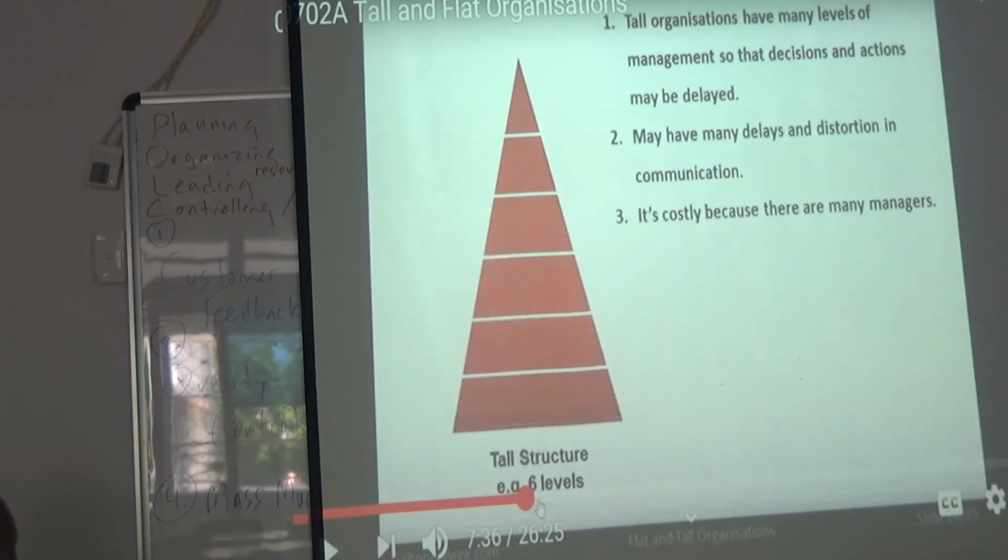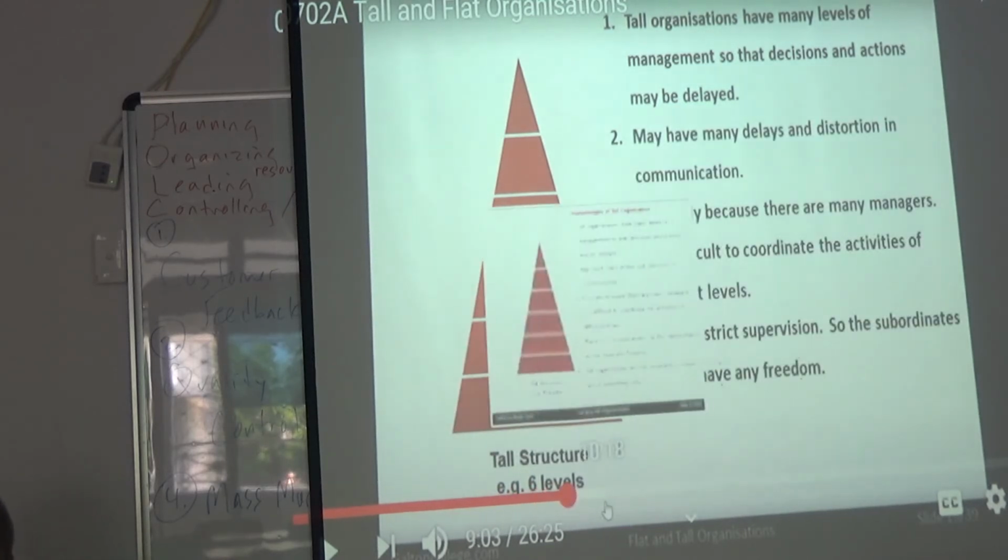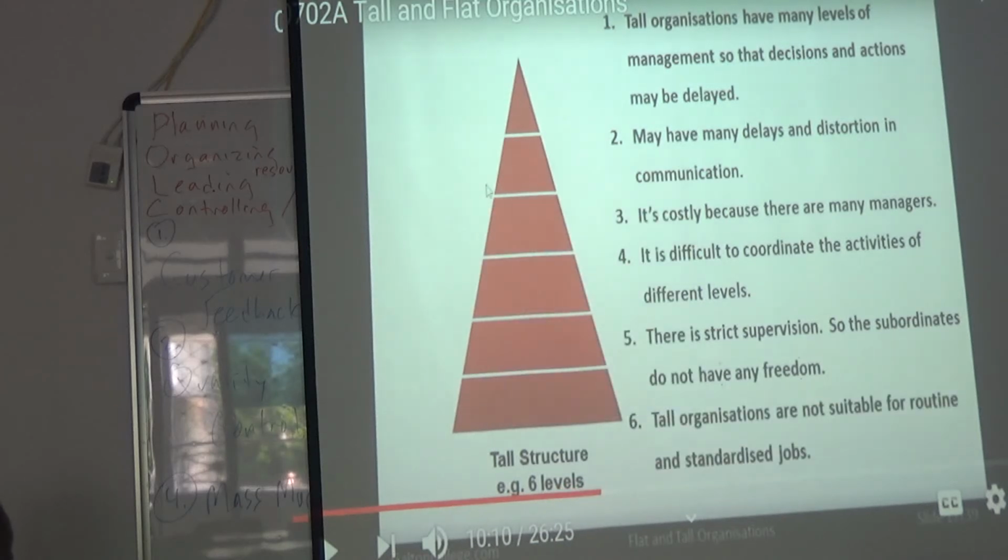Disadvantages of tall structures, we can imagine. What would be a disadvantage of a tall structure? You can imagine it is slow, right? Tall organizations have many levels, so if there's a real problem at the customer level, it may take a long time before the top management realizes it, which is dangerous.